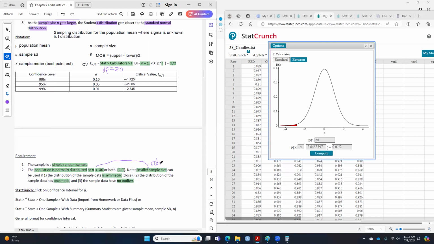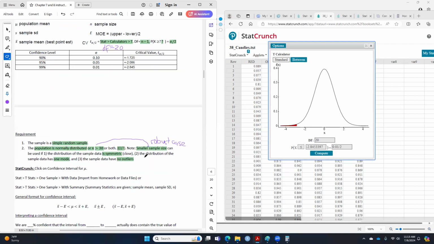Okay, so if you do your homework and you hear the word robust case, the word robust means kind of like exceptional or optional. This only happens for this class when your sample size is small. So we call this your robust case. If you need to check that your sample size is small, there are 3 things you check.